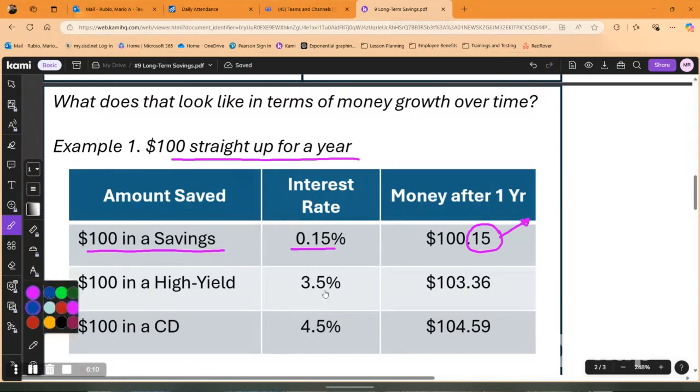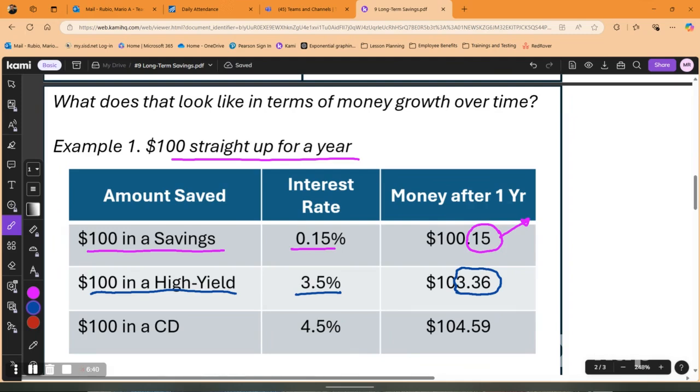Now let's look at these high yield savings accounts. If you put $100 in a high yield at 3.5%, at the end of 1 year, you're going to have a $3.36 profit. Again, it doesn't seem like much, that's only $3. But imagine if you're doing this month after month, year after year, you're putting in $100, $100, $100. If you're always adding to your savings account, it will really grow.